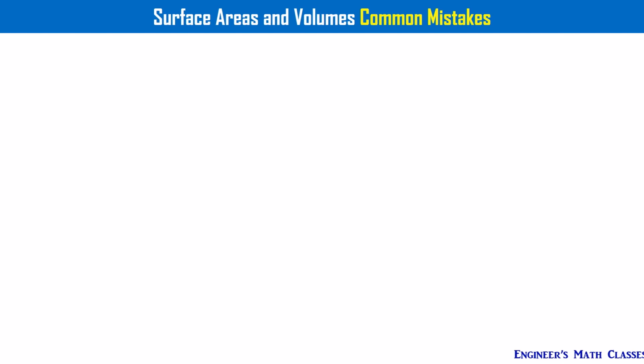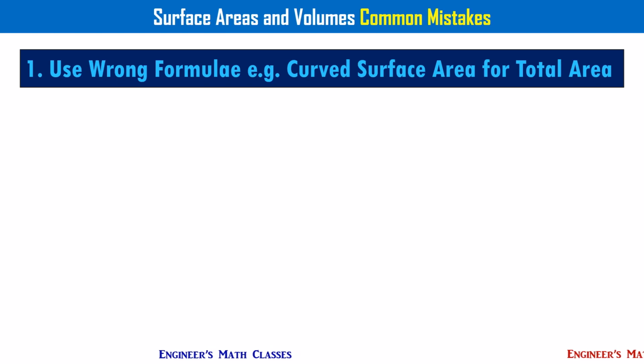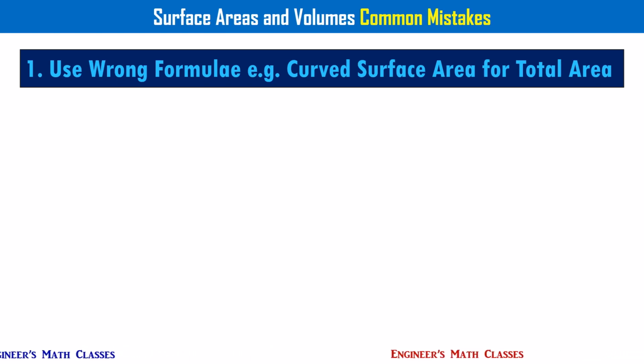Before we wrap up this module, let's look at some of the common mistakes that we typically make while solving the problems from this module, surface areas and volumes. The first one is using the wrong formula. For example, you are asked to find the total surface area, but you might be using the formula for curved surface area. So please be careful while using the formula.